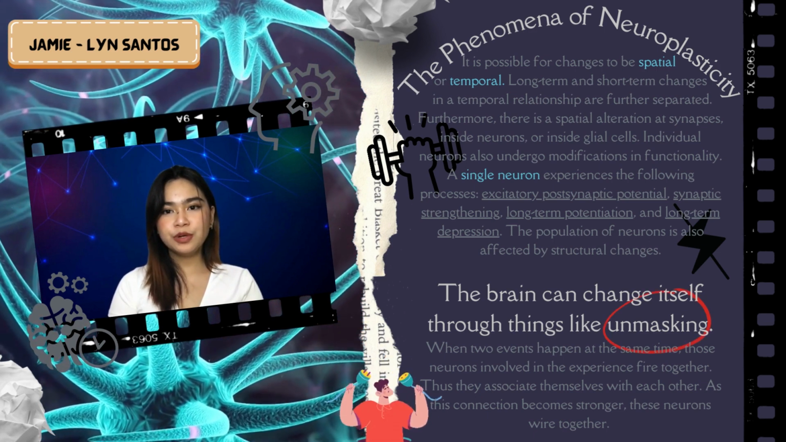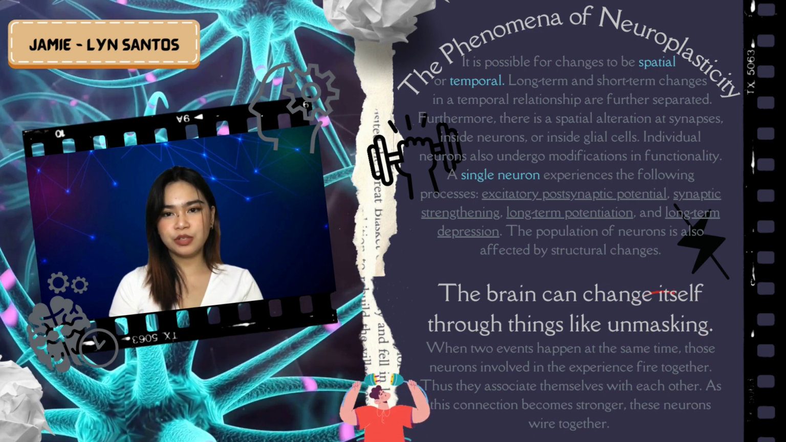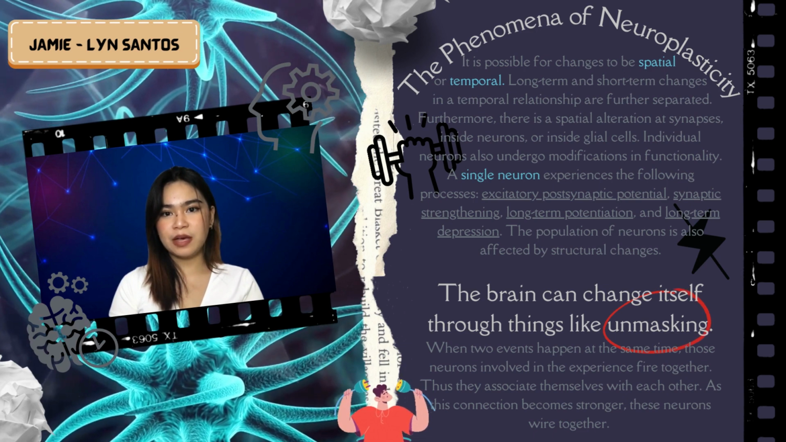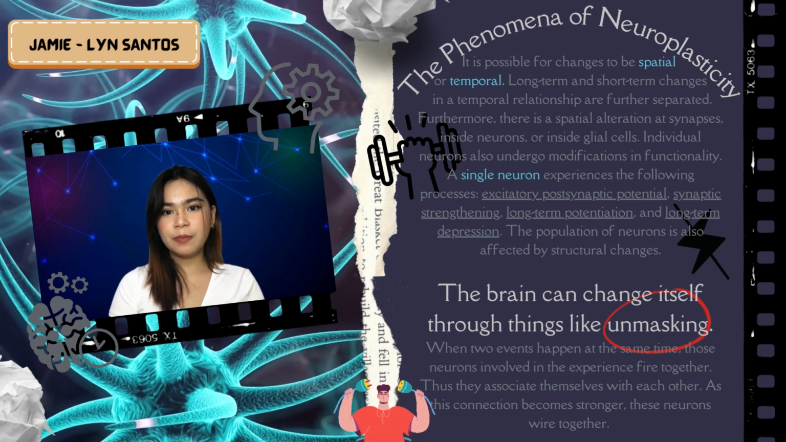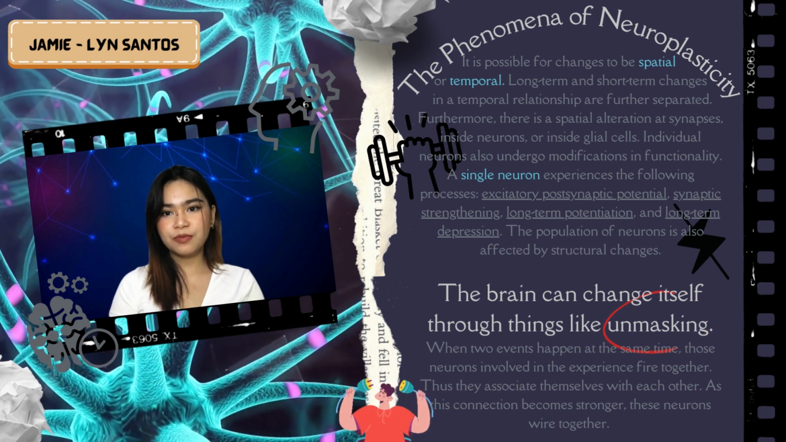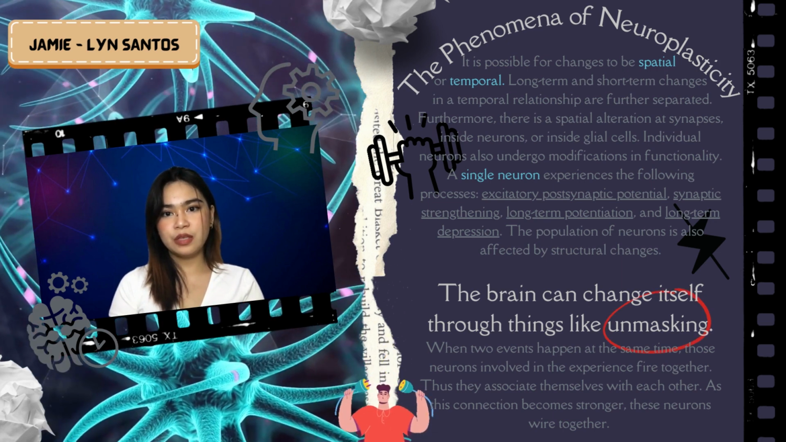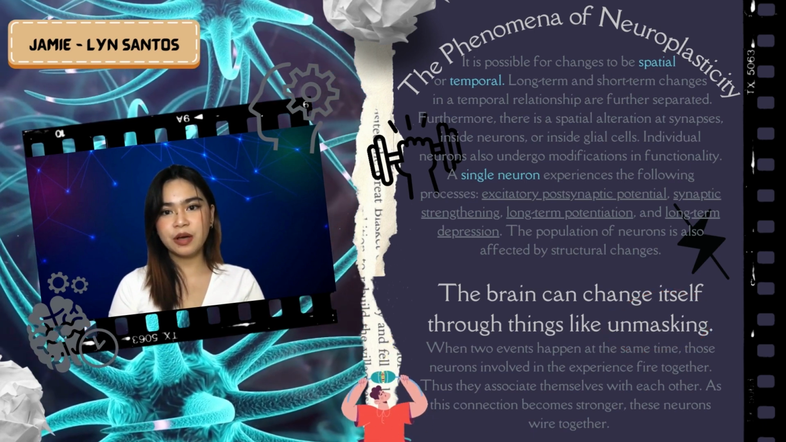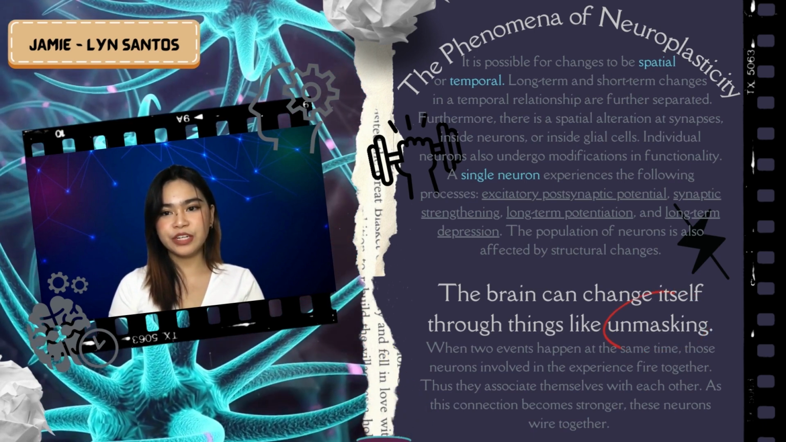The population of neurons is also affected by structural changes. The brain can change itself through things like unmasking. When two events happen at the same time, those neurons involved in the experience fire together, thus they associate themselves with each other. As this connection becomes stronger, these neurons wire together.